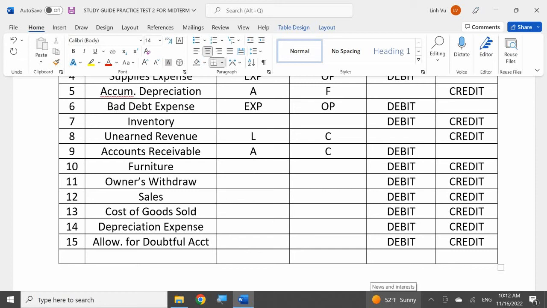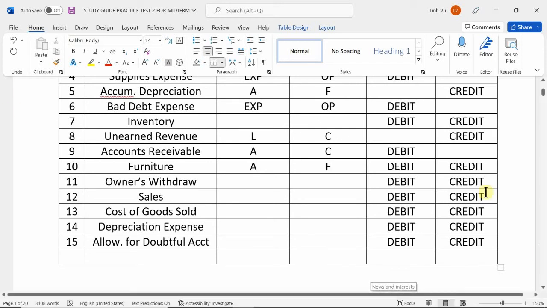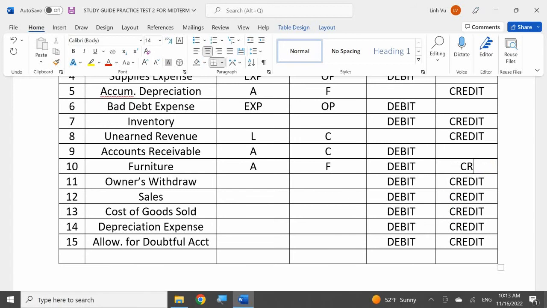Property being the land, the sidewalks, the streets, where your plant is going to be your building, and everything inside your building, so including your desk, table, chairs. So furniture is going to be considered part of the plant. Therefore, it's going to be an asset and it's going to be fixed. Okay? And to increase your fixed assets, you are going to normally increase that with a debit.